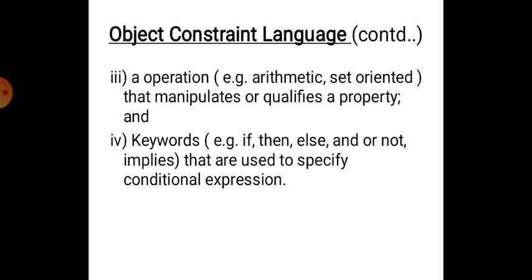Third is an operation. For example, arithmetic or set oriented, that will help manipulate or qualify a property. And fourth one, keywords, for example, if, then, else, and, or, not. So certain keywords should also be part of such a language. So OCL has certain keywords that are used to specify conditional expressions.